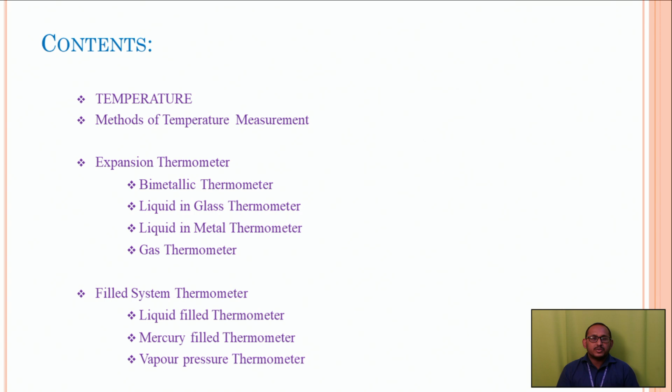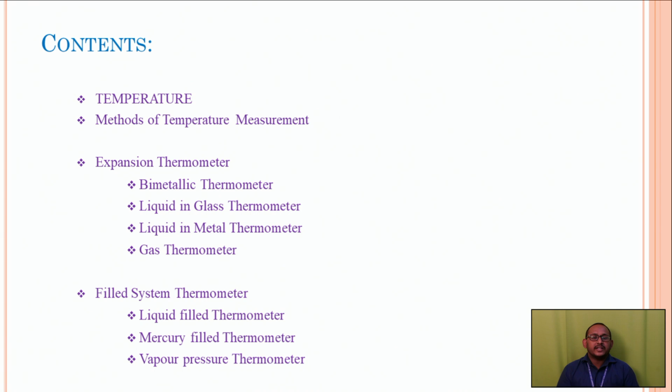Coming to the second point, the liquid in glass thermometer comes under the liquid expansion type thermometer. The third is the liquid in metal thermometer, which also comes under the expansion of liquids. And the fourth is the gas thermometer, which deals with gas.